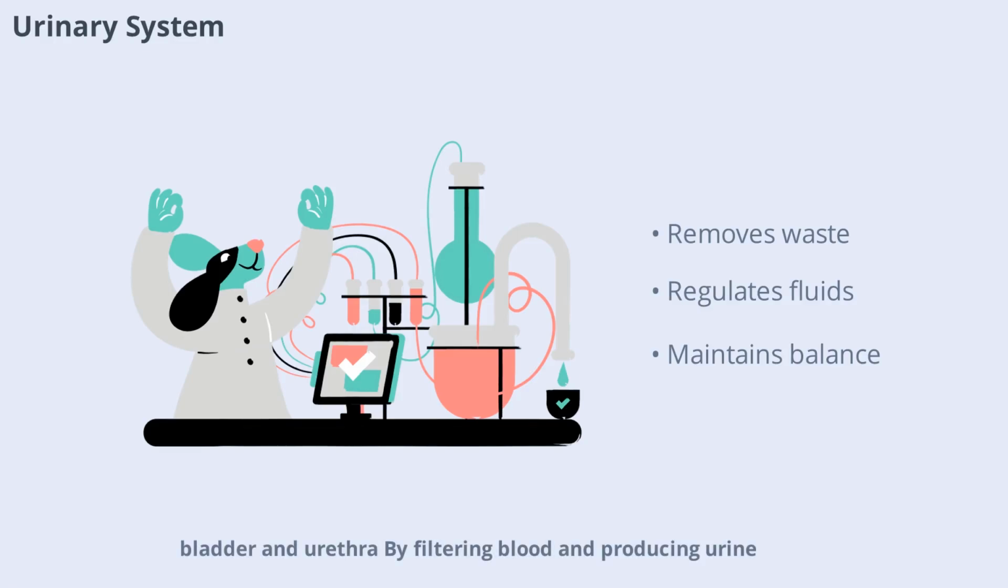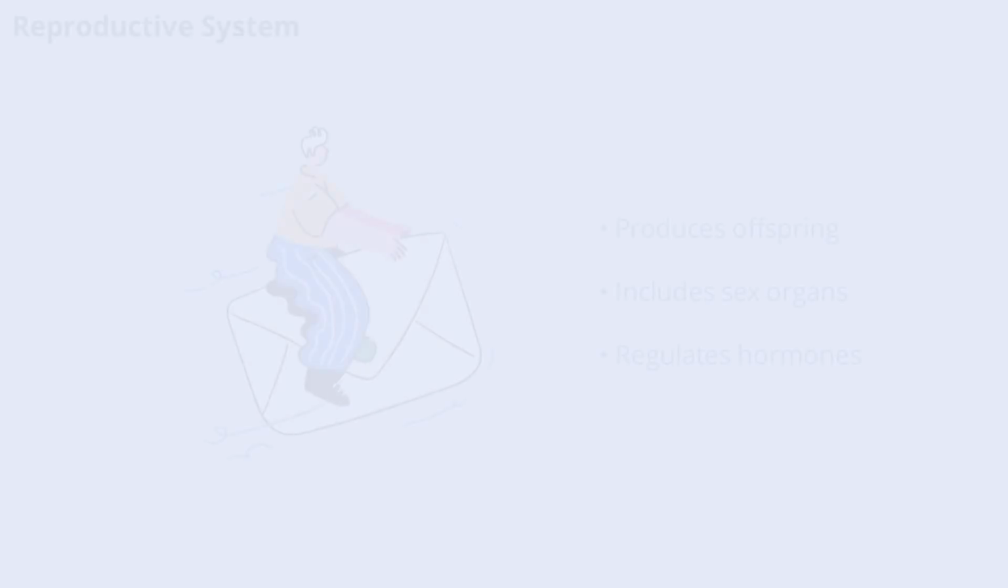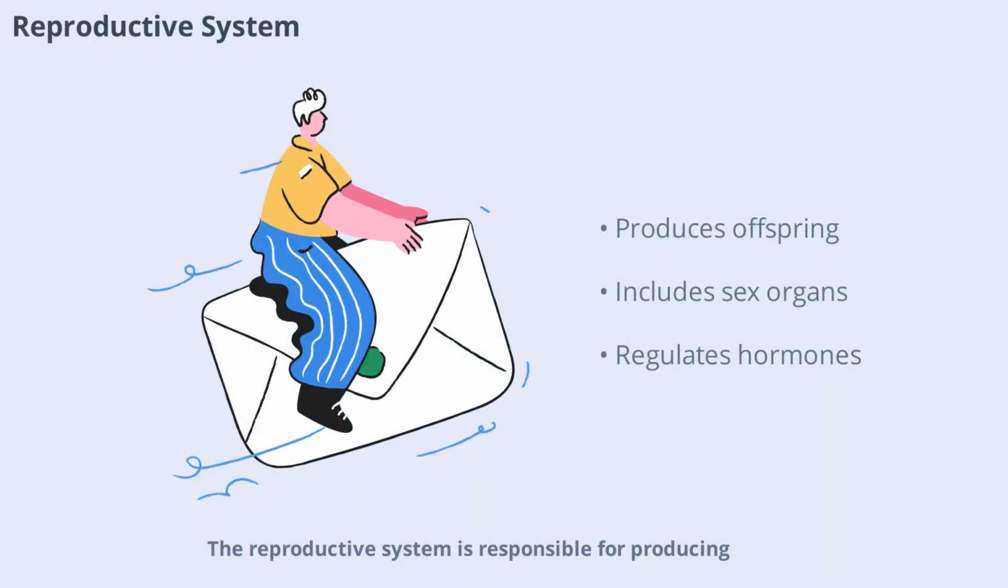By filtering blood and producing urine, this system helps maintain a stable internal environment, which is essential for good health. The reproductive system is responsible for producing offspring and ensuring the continuation of the species. It includes organs such as the ovaries and testes, as well as structures like the uterus and penis. This system also produces hormones that influence development and health throughout life.